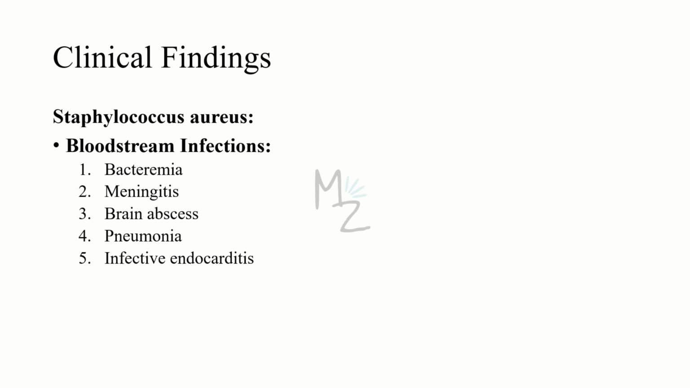Bloodstream infection. If the bacteria spread to the blood, and there are main ways that it can, like hematogenous spread, maybe due to surgery, maybe due to IV drug abuse. So presence of bacteria in blood is termed bacteremia. As we know that blood goes all around the body, when it spreads to the brain, it causes meningitis and brain abscess, and when it goes towards the lungs, it's responsible for causing pneumonia. When it reaches the heart through the blood, it can cause infective endocarditis.